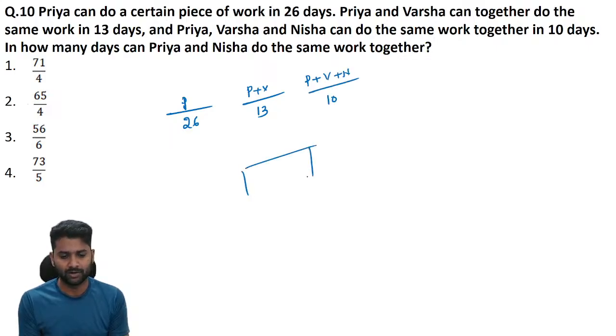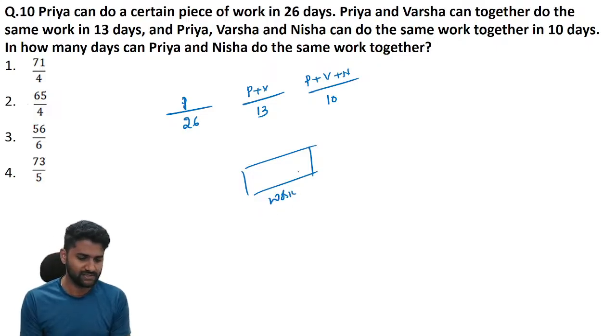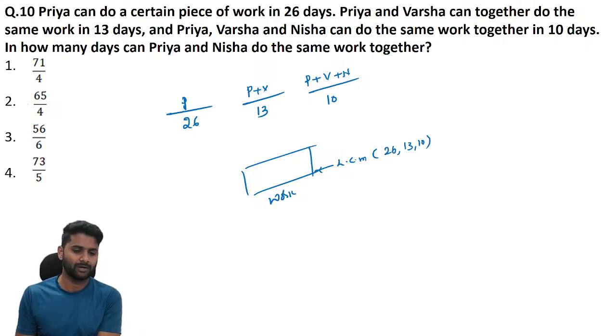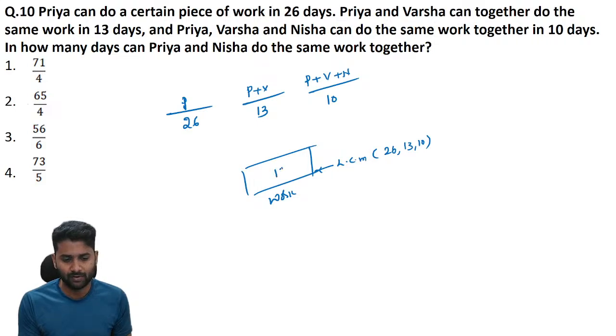Now we are talking about work, so we need one reference value. This reference value is the concept of the least common multiple of 26, 13 and 10. Irrespective of random numbers, take the common multiple concept. So the LCM of these numbers is 130. So here the total work is 130 units.